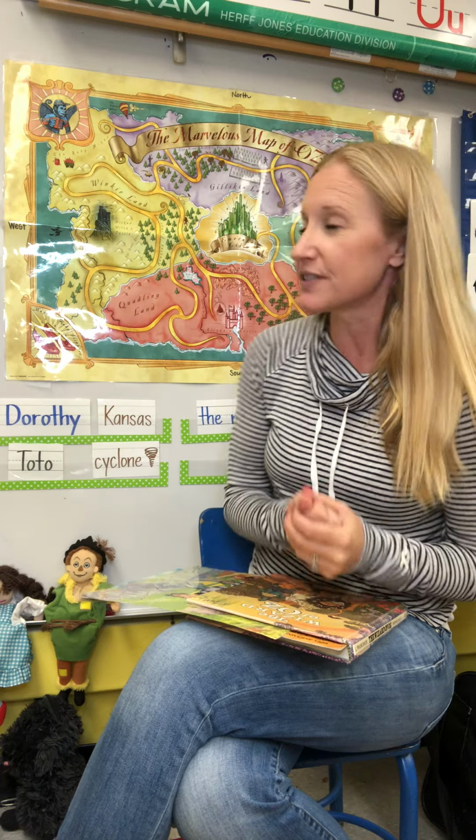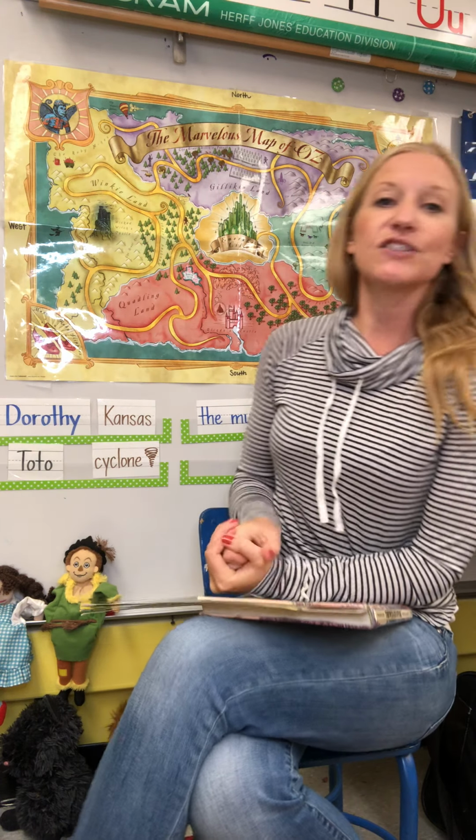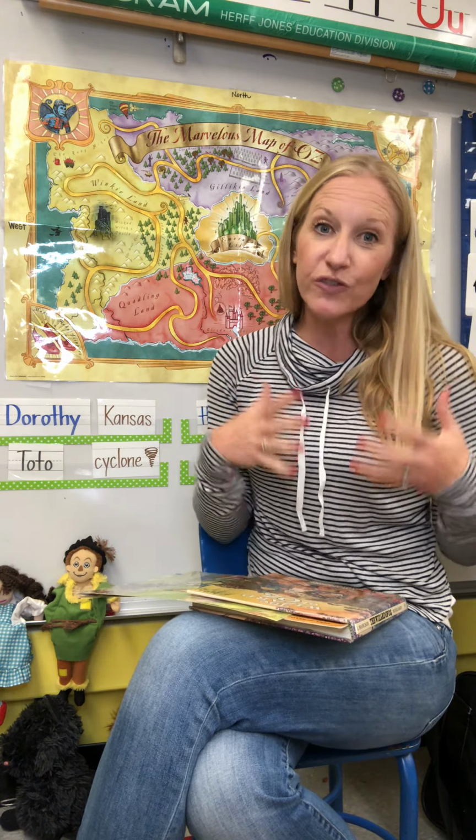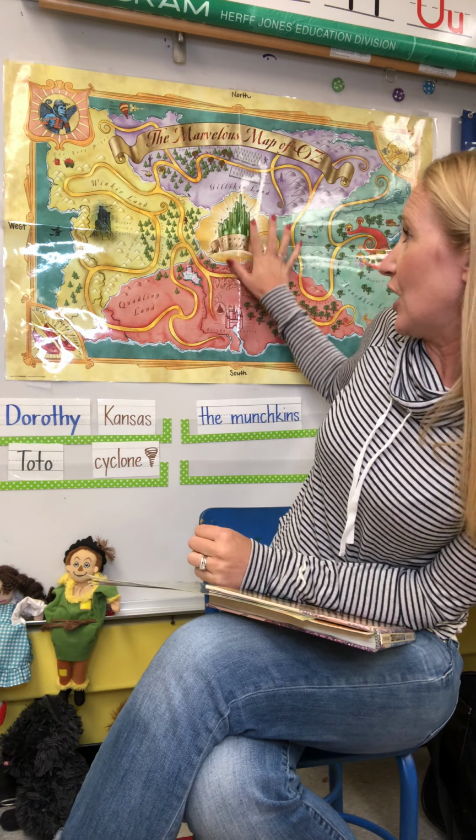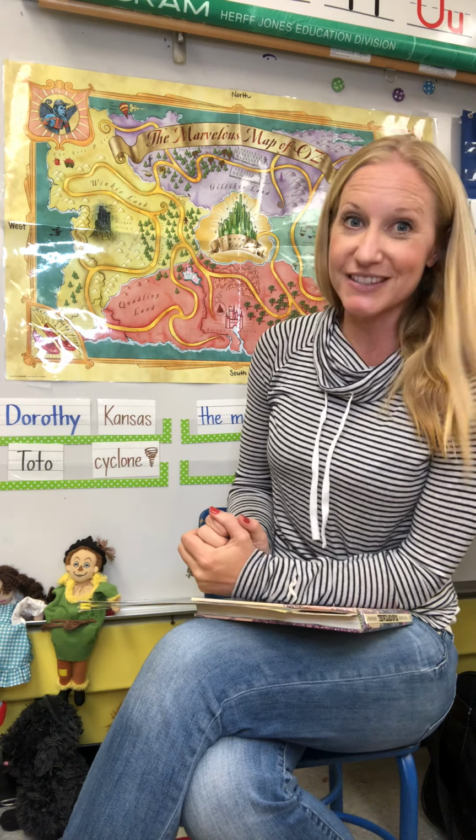So that's pretty interesting. And then this whole book takes place because Dorothy needs to go and see the wizard. And the Wizard of Oz lives right in the middle of the land of Oz in the Emerald City. And the way to get there is by using the road of yellow brick, also called the Yellow Brick Road.